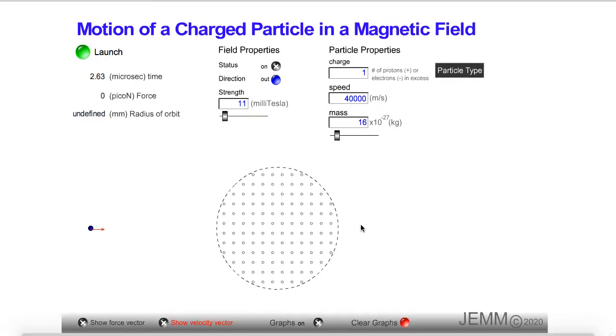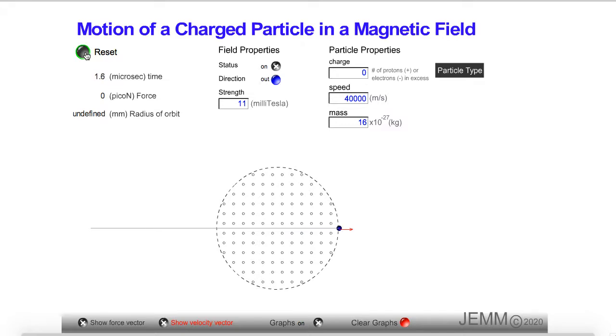So here's a simulation. We're going to start off with a charge of 0 to see what happens. So no charge at all. Here's our particle. It's going to be launched in a moment at 40,000 meters per second. And here's our magnetic field. The mass of the particle is about the mass of 10 protons. And the strength of the magnetic field is 11 millitesla. Let's see what happens.